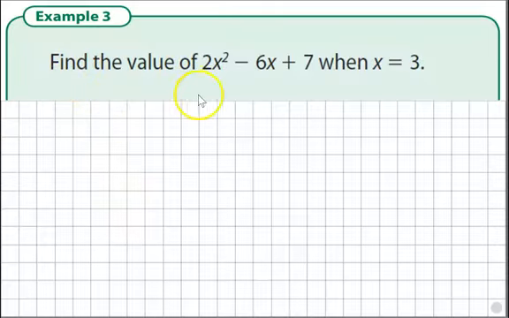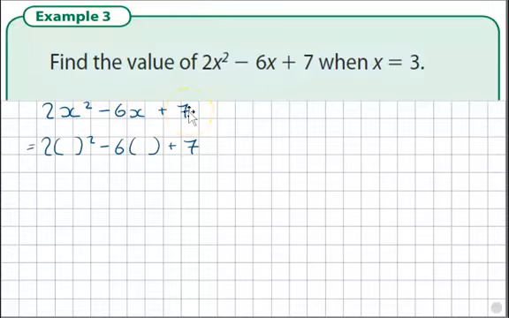Example 3. Find the value of 2x squared minus 6x plus 7 when x is equal to 3. So we write out our expression. We replace the letters with brackets. And into the brackets, we're putting 3. And then 2 times 3 squared is going to be 2 times 9. Minus 6 times 3 is minus 18. And we bring down the plus 7.